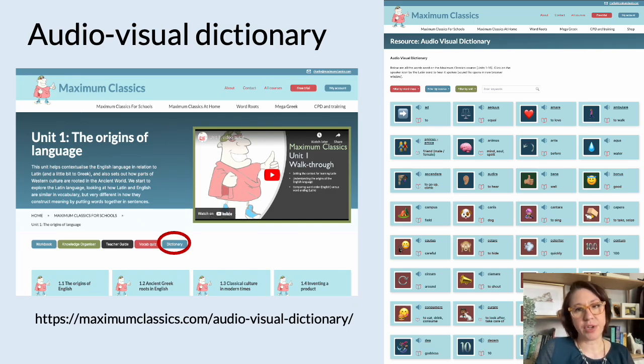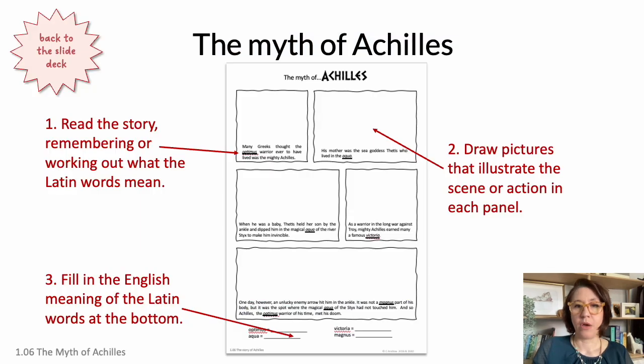Quick aside, don't forget that all of the words featured in all 16 units of the course are also in the audio visual dictionary on the website. You can remind yourself there of the Latin spelling and English meaning of words, and also if you wanted a little guidance on pronunciation. There is also a downloadable version of this dictionary too. Once the students have recorded their vocabulary, they can then go on to tackle the exercise for this lesson.